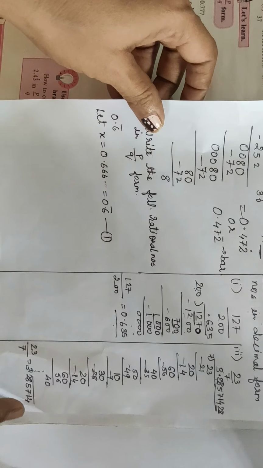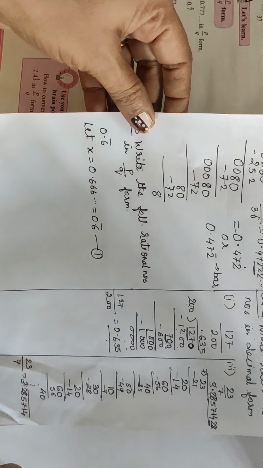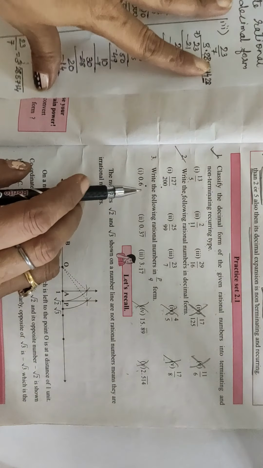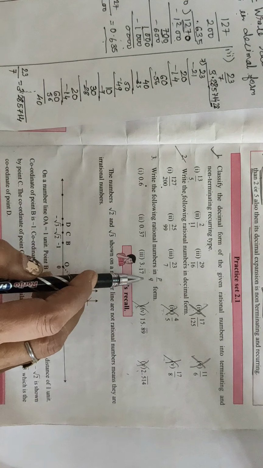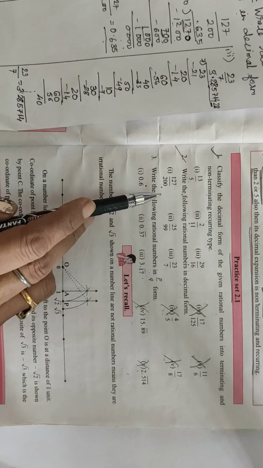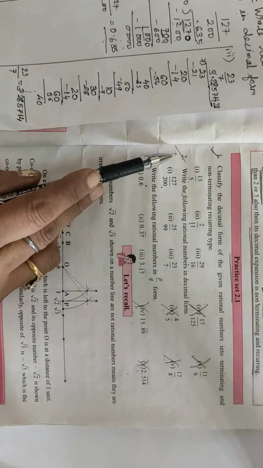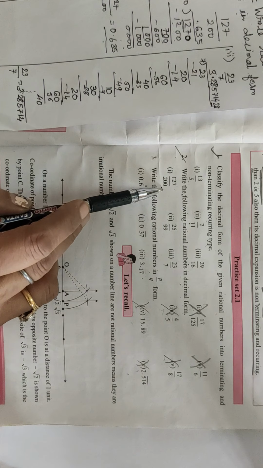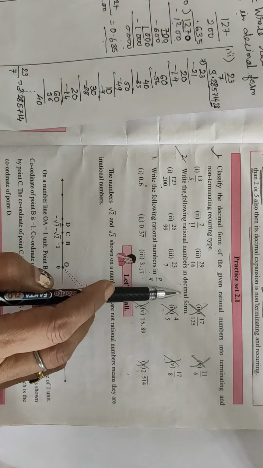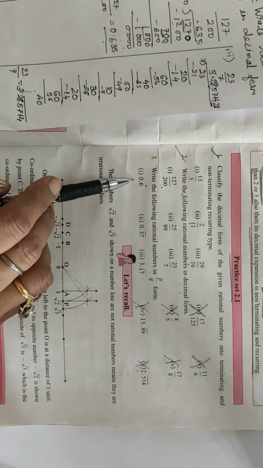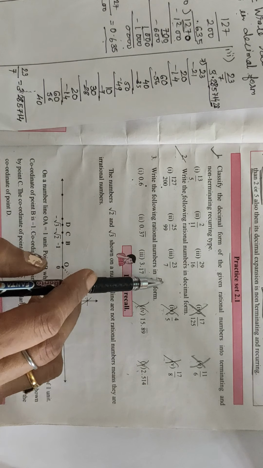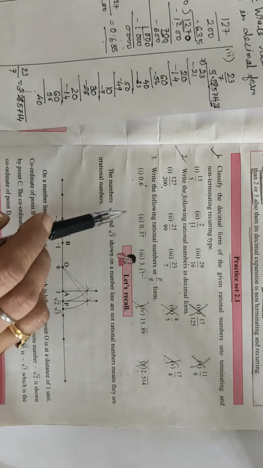Okay. Now let's see the next topic, and that's also very important. What is the topic? Write the following rational numbers in p by q form. Now here children see it, in the second question it was given in p by q form and you wrote it in the decimal form, and now here decimal form is given and you have to convert this into p by q form, means you have to convert into a rational number.